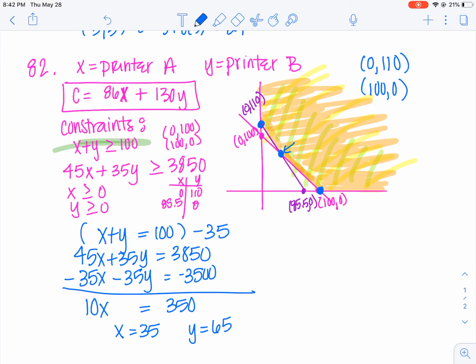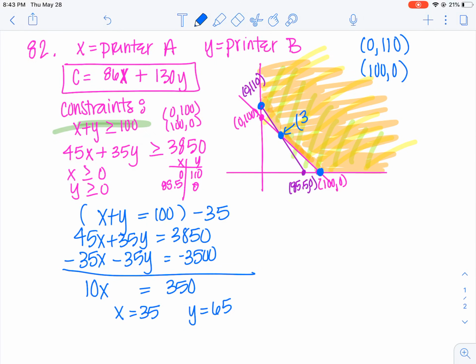Okay, so then this point here is at 3565. Okay, so there's your third corner point. Once you have all 3 corners, then you're going to go back to our cost function and see which one has, what were we looking for? Minimize. So which is the minimum?